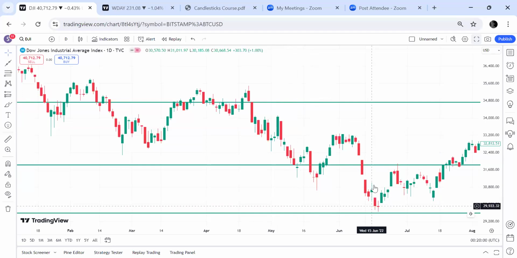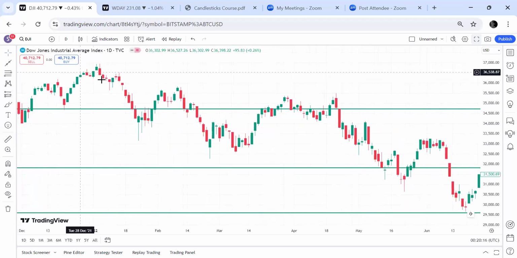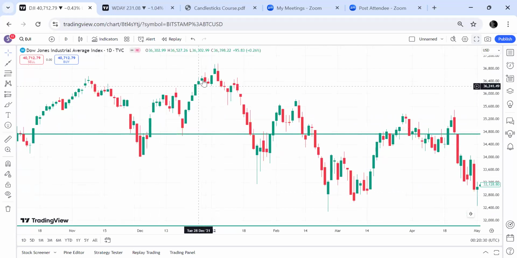So here what we have to remember is, if a candlestick is forming at the bottom, it generally gives us a bullish signal. And at the same time, if a bearish candlestick is forming at the top, it often signals a bearish signal. So it doesn't happen like that.